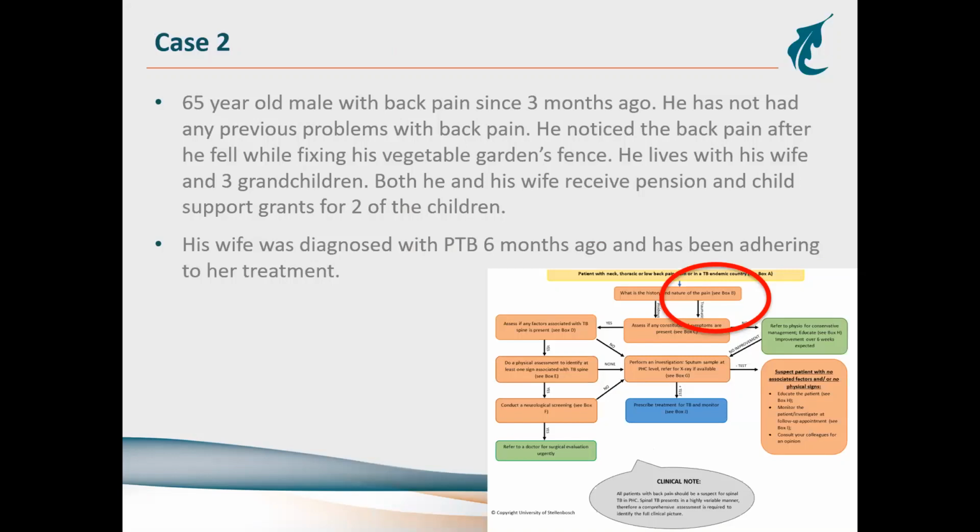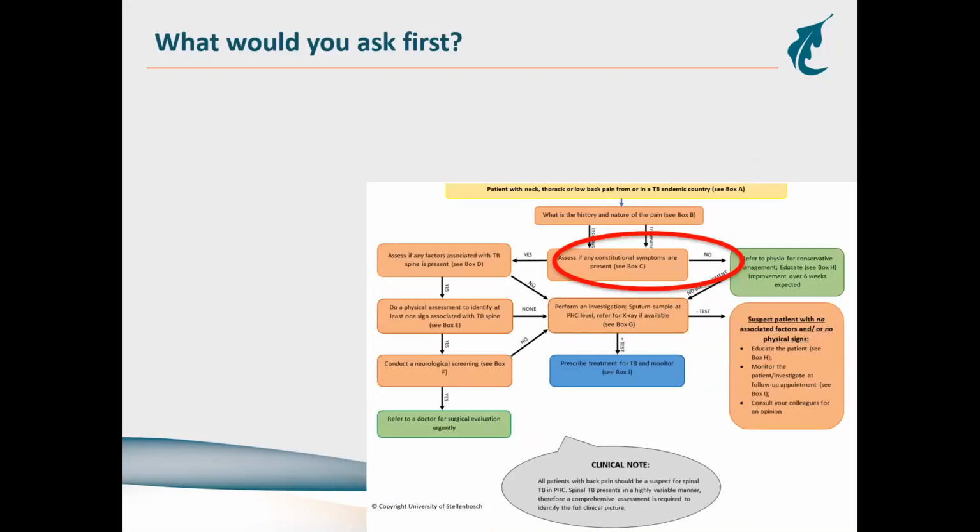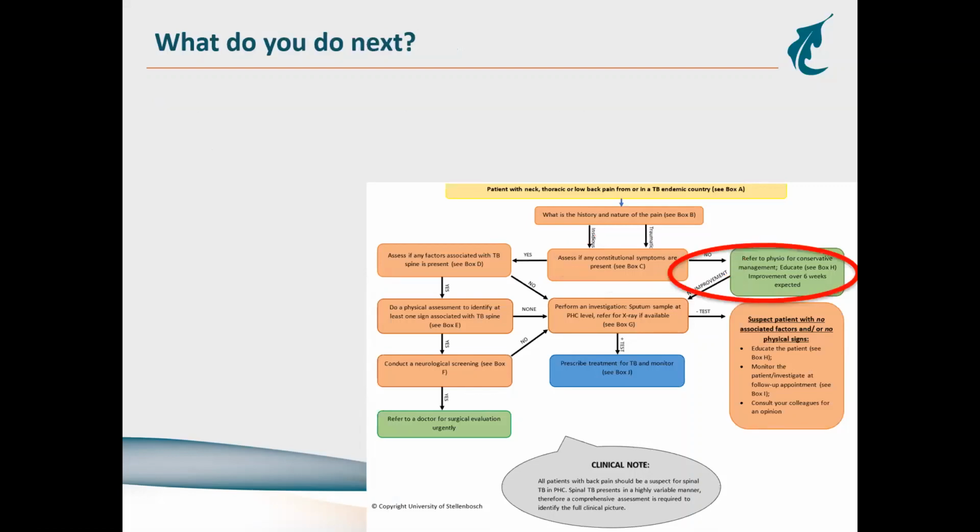So he has traumatic back pain. And what would be the first thing you do for all of these patients presenting with back pain, as you ask about the constitutional symptoms? So he has been exposed to TB, but currently he is not showing any of the constitutional symptoms. So you would go towards the right of this algorithm and refer to a physio for conservative management.